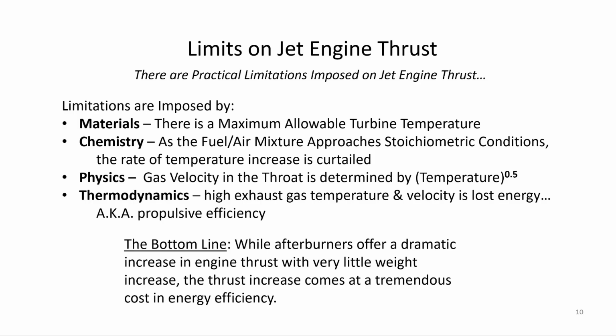First of all, the materials. There is a maximum allowable turbine temperature. In other words, the fuel can get much hotter than the metal can tolerate, so we have to limit that in the main burner. And then there's the chemistry limit. As the fuel-air ratio approaches stoichiometric conditions that we saw in the last curve, the temperature rate of increase is curtailed because of gas dissociation. And then there's the physics limit. Gas velocity in the throat is determined by the square root of temperature, and that is the Mach number is limited to 1.0. And finally, the thermodynamics. High exhaust gas temperatures and velocity means lots of energy is lost, and it's a drop in propulsive efficiency.